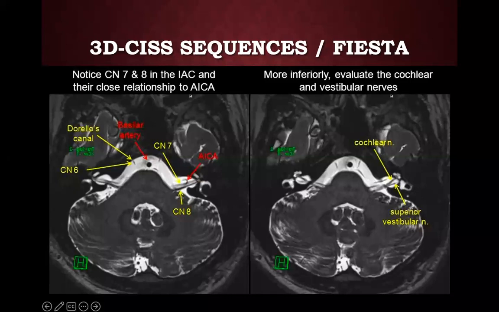But again, please understand, when they ask you what CISS 3D is required for, it is to look at the cisternal portions of the cranial nerves only. It doesn't mean that you can look at the cranial nerves all throughout. It is only to look at the cisternal portions when they are immersed in the CSF or bathed in the CSF.